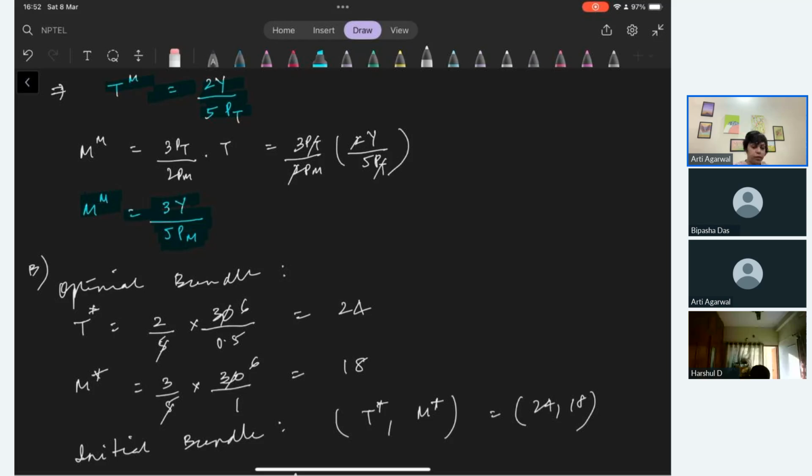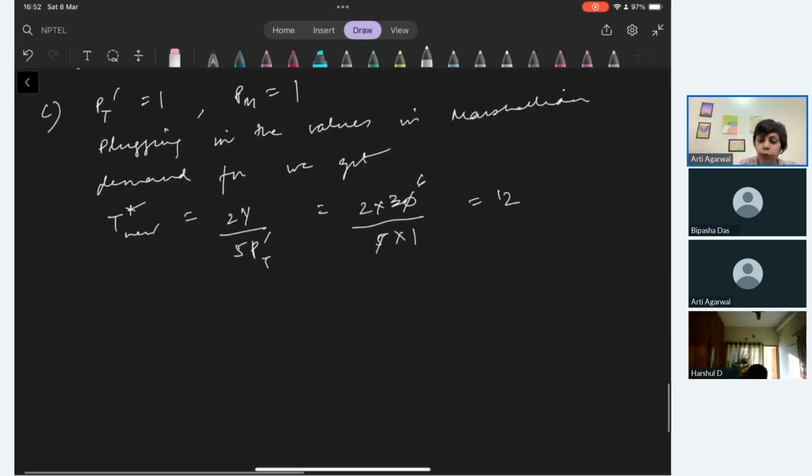So m does not change. There is no change in m, only change in t. Therefore, the final change for t is 12. Now, there is a second thing we have to find here.